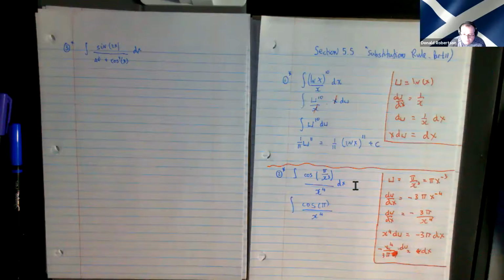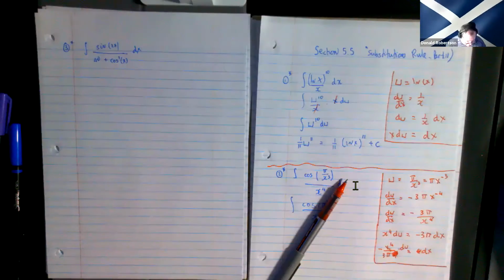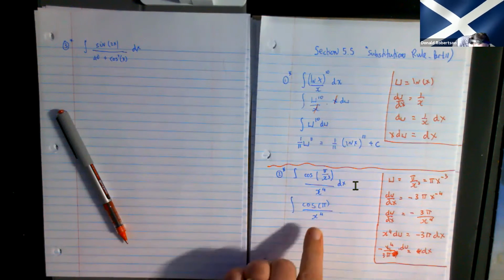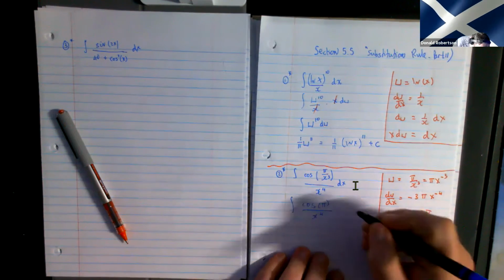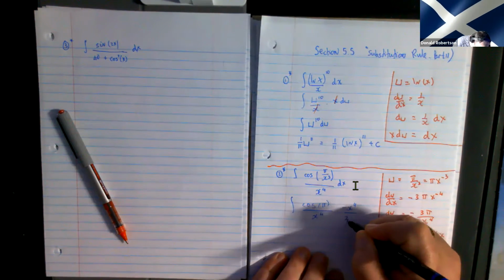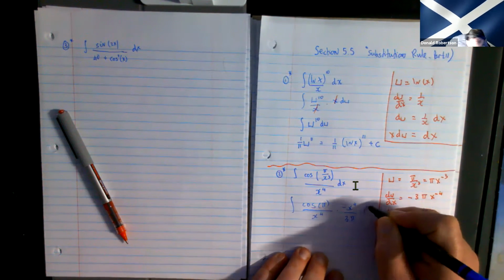Things are not going smoothly for me today. There. Okay. Third time lucky. Now the dx became negative x to the 4 over the 3 pi du.